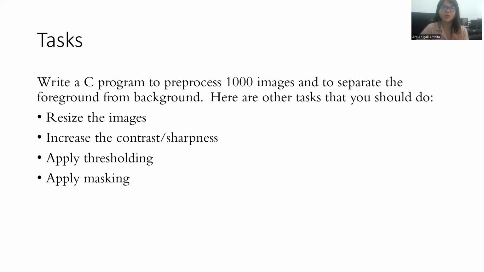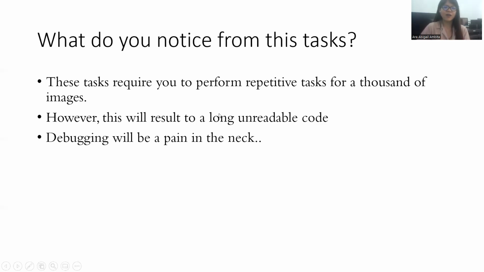Essentially, what you are doing is taking the relevant parts in the image and discarding the irrelevant parts. Aside from separating the foreground from the background, here are the other tasks that you have to do. For 1,000 images, you have to do resizing, and then you also have to increase the contrast or the sharpness of the image, and then you apply thresholding, and then you apply masking. These tasks require you to perform repetitive work for 1,000 images.